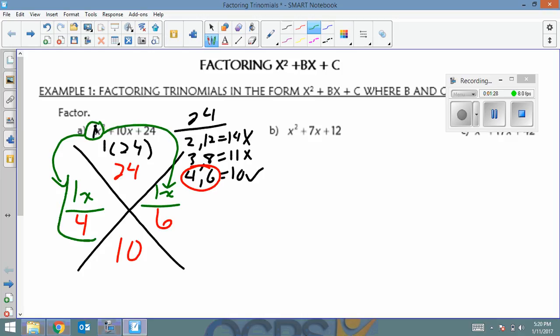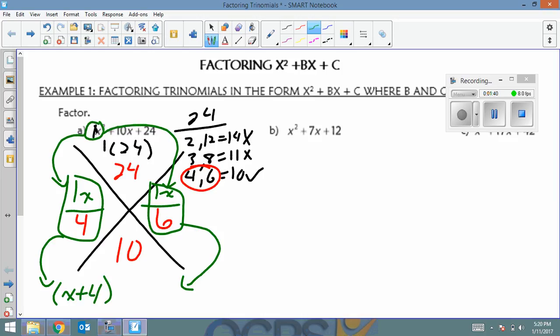So what we're going to do is transfer these into parentheses, each one. And we read it just like it is. So this would be x positive 4, so x plus 4. This one would be x positive 6, so it would be x plus 6. This here is your final answer. You are done. All right, let's try the next one.